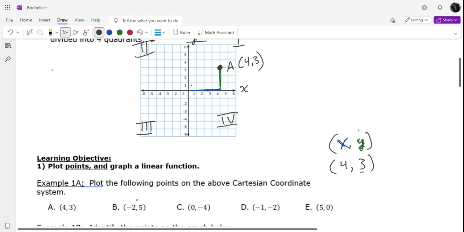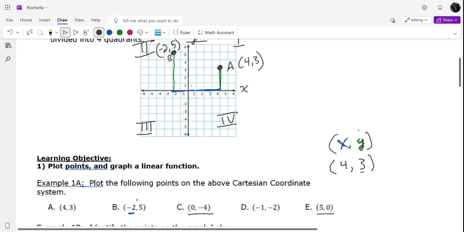So let's quickly try to do the same thing here. So we've got -2 for our x. That means we're going to go left 2, and then we're going to go up 5. And so that's going to give me my point -2, 5, or we could just label that as B.